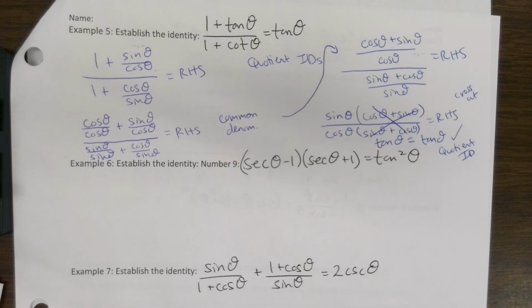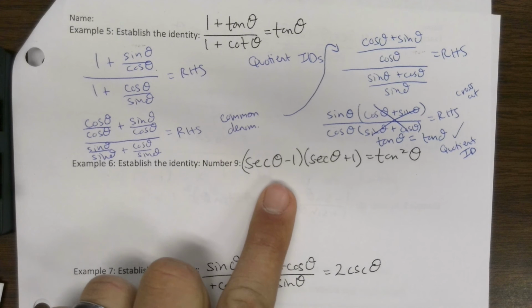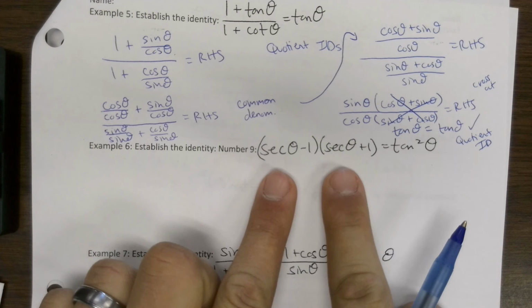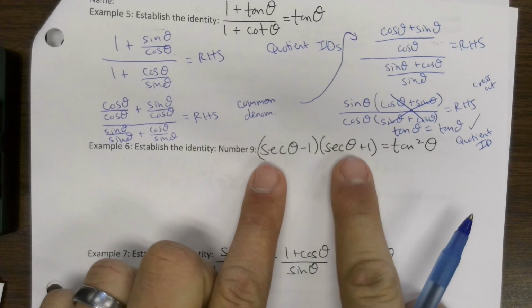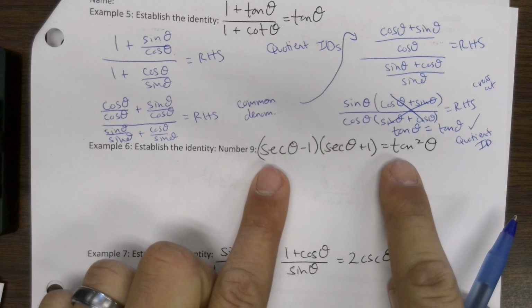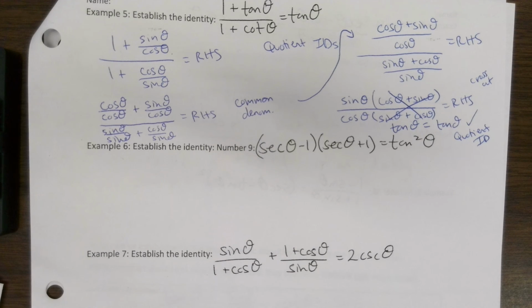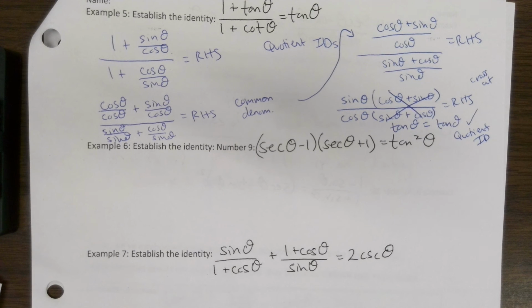Okay, so number 9 is in your book. I'll leave you guys to do it. Basically what you want to do is FOIL this out and see how you're going to get to tangent squared. You might have to use one of your Pythagorean identities. Which one to use, I will not say. That's up to you to find out. Work together in doing this, and you will achieve great things. I believe in you guys.